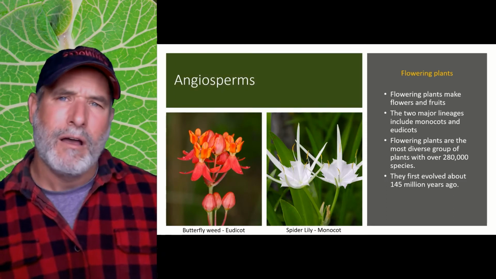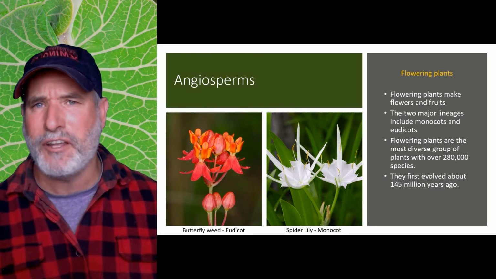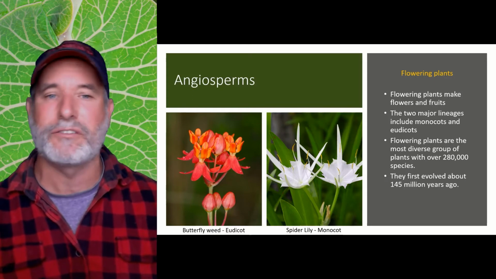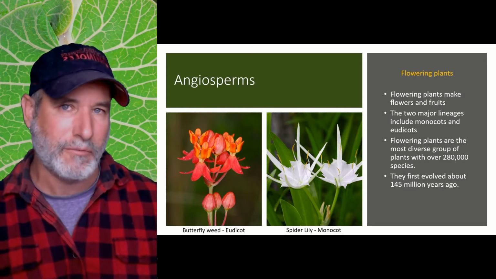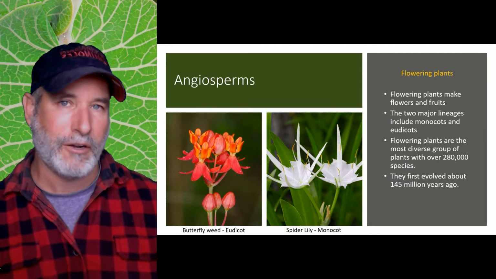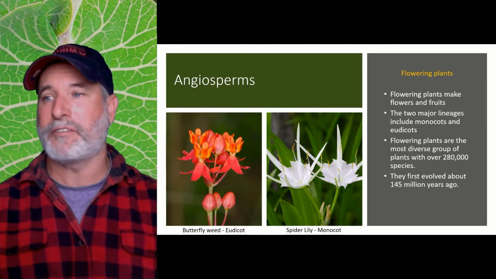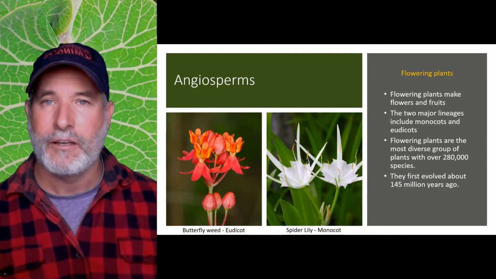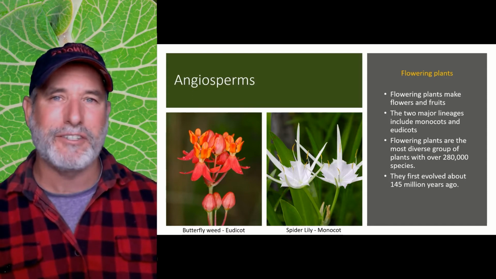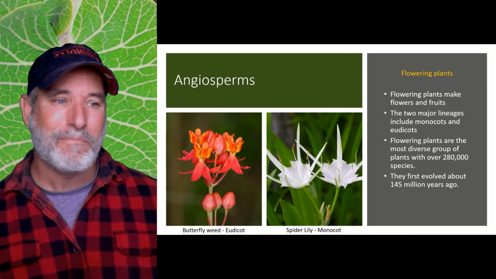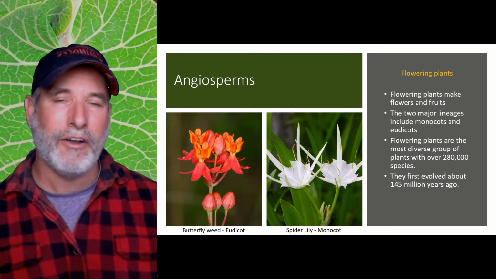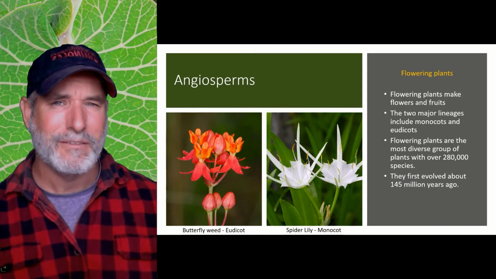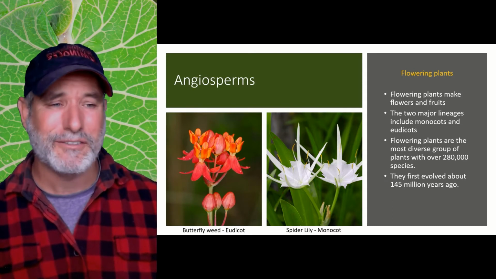And then about 135 million years ago, now this date is constantly getting pushed back as we get more fossils, we see the angiosperms. And these are the flowering plants. Now flowering plants by far make up the majority of all plants. There's about 300,000 species or so of plants. There are about 280,000 species of angiosperms. Yeah, so they're really diverse.